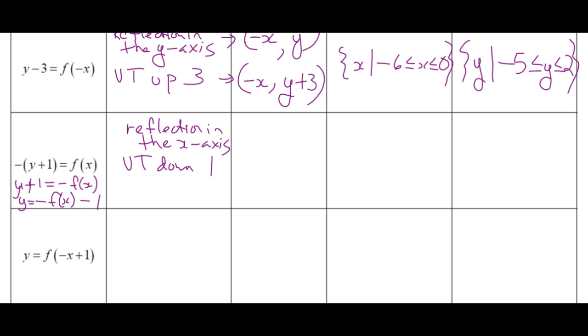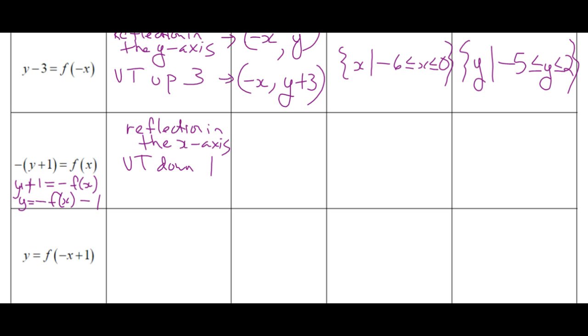See, y was replaced with y plus 1, which we all know is a vertical translation down 1, and then there was this negative that came into being, so that the y plus 1 is replaced with a negative y plus 1, which is reflection in the x-axis. Okay, so fill in the rest.